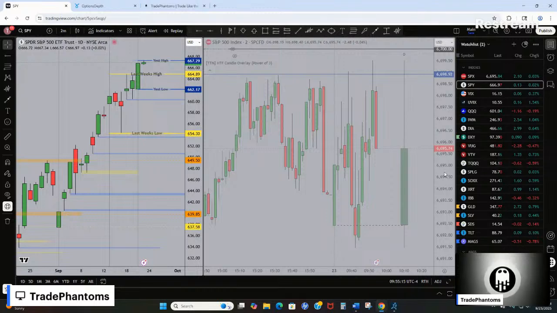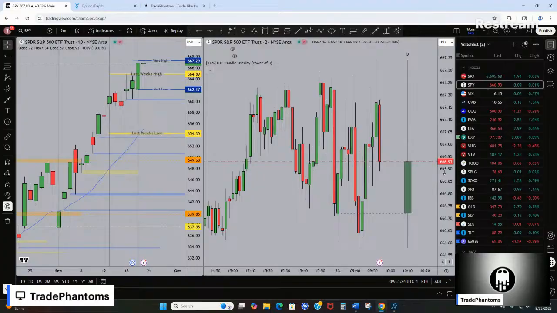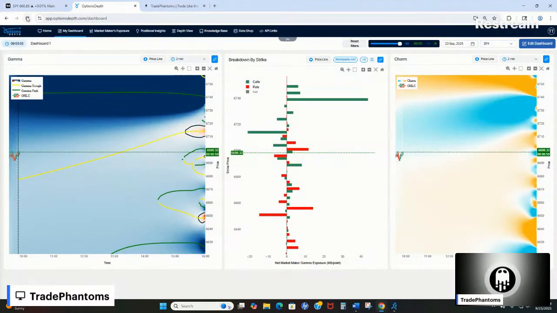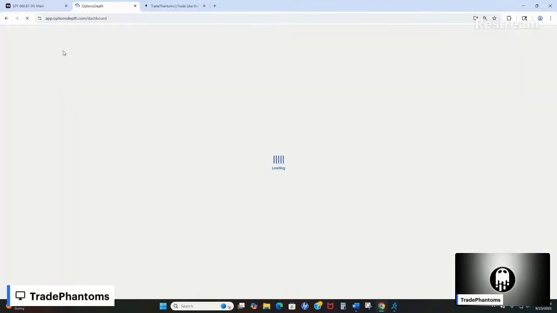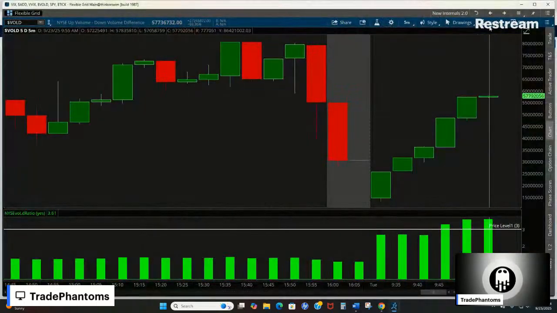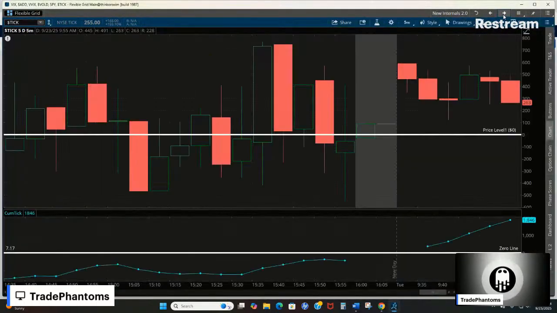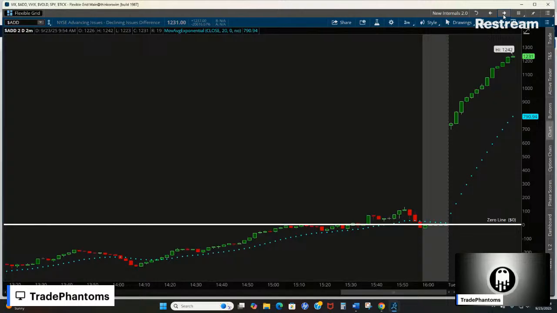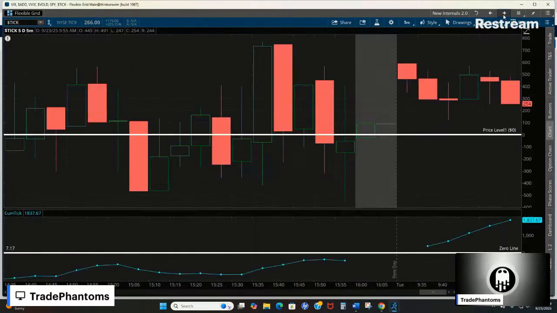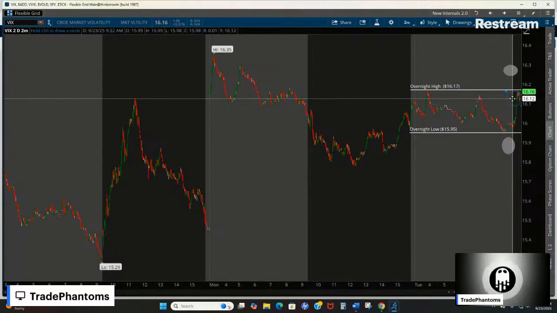Mags not looking good. I'll be careful, the mags are heavy. Choppy. Yeah, Joe Frank, good job, sir. Yeah, the internals are fairly okay. Cumulative tick higher, advance-declines up. VIX is on a little bit of an uptick there, right?